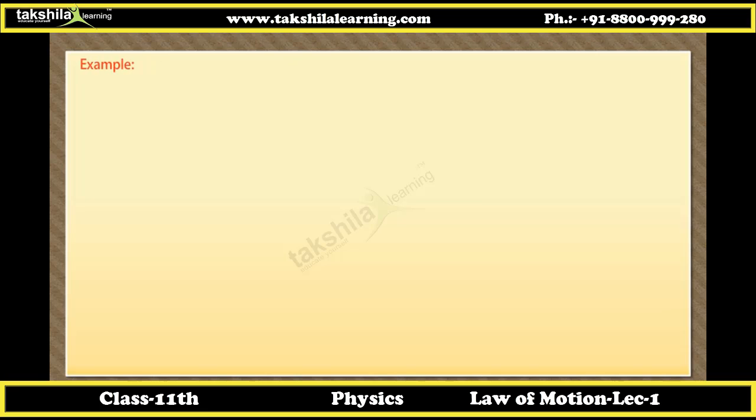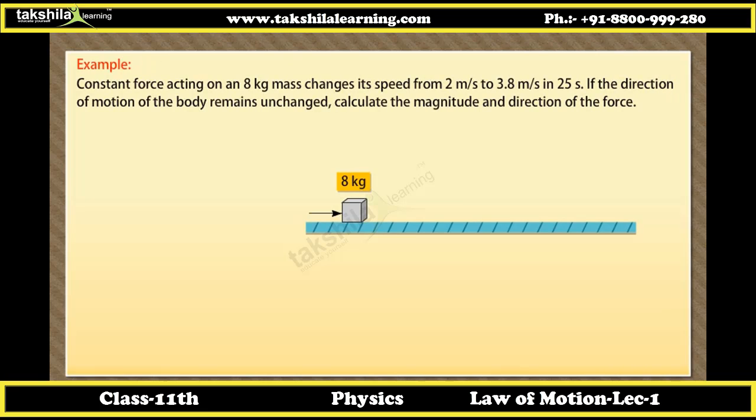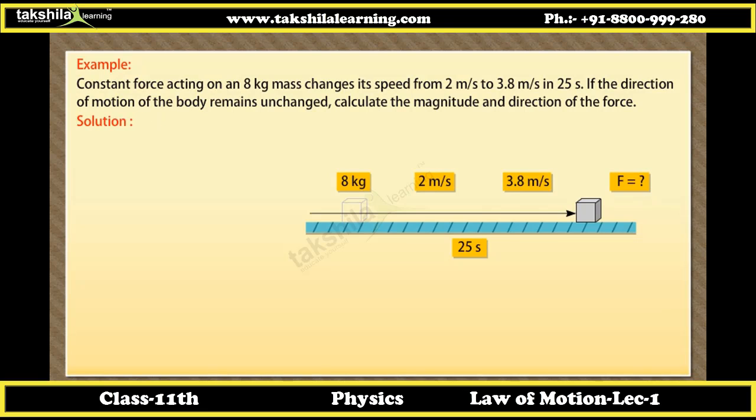Example: a constant force acting on an 8 kg mass changes its speed from 2 meter per second to 3.8 meter per second in 25 seconds. If the direction of motion of the body remains unchanged, calculate the magnitude and the direction of the force. Let's see the solution.